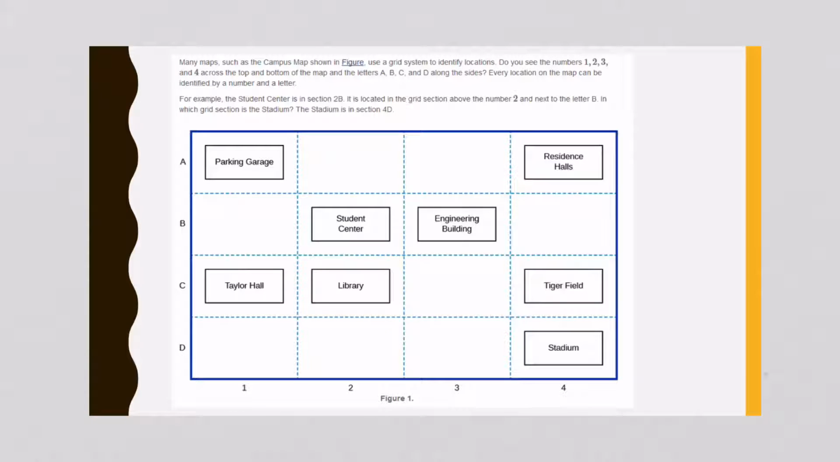Alright, so if we wanted to give the location of the engineering building, we would say that the location is 3B. So you go left and right first, and then you use your up and down, and I'm looking at this right here and this right here. So Tiger Field is at 4C. Parking garage up here in the top left is at 1A. Alright, so I think you get the point of this.